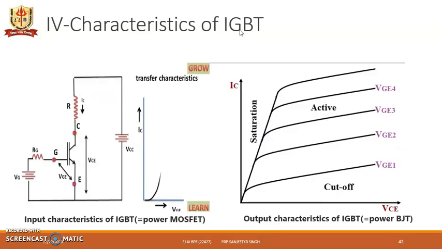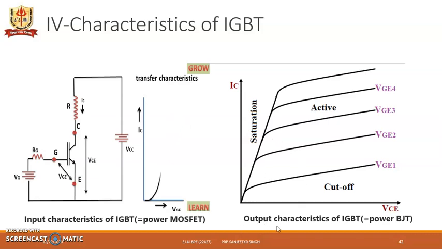Now the IV characteristics of the IGBT. The IV characteristics can be plotted with respect to VGE versus the collector current IC. That will be the input characteristics of the IGBT, and it will be similar to that of the power MOSFET. In the power MOSFET we have seen it has a knee voltage here, and then it increases proportionally.